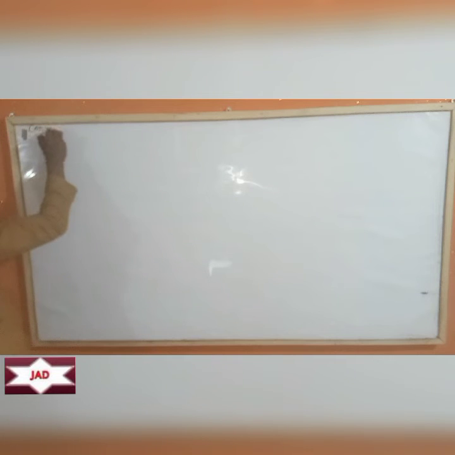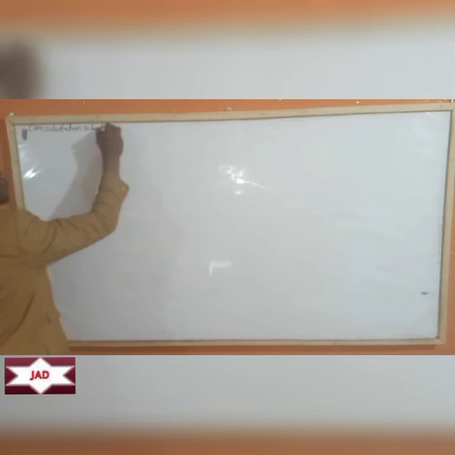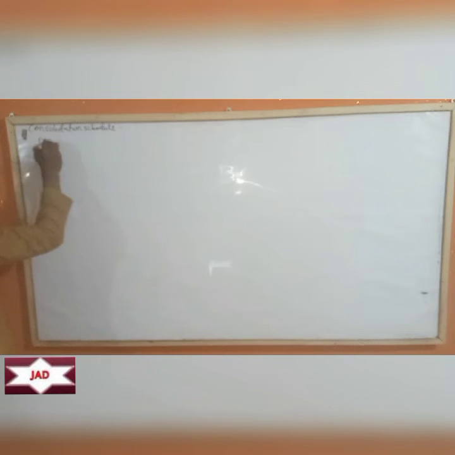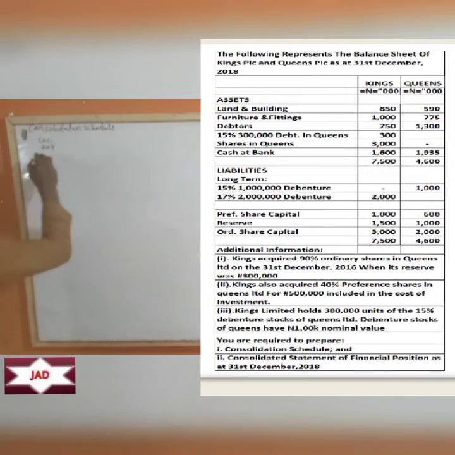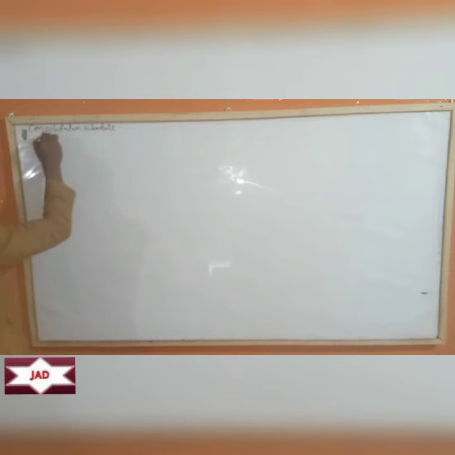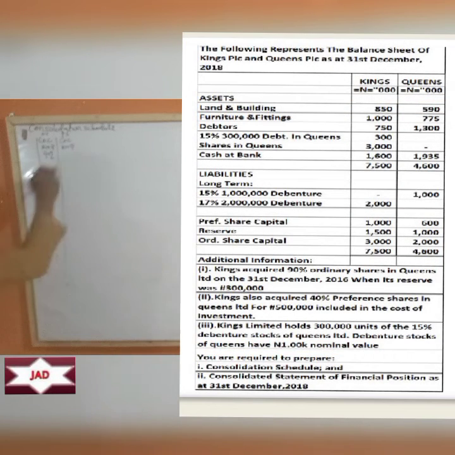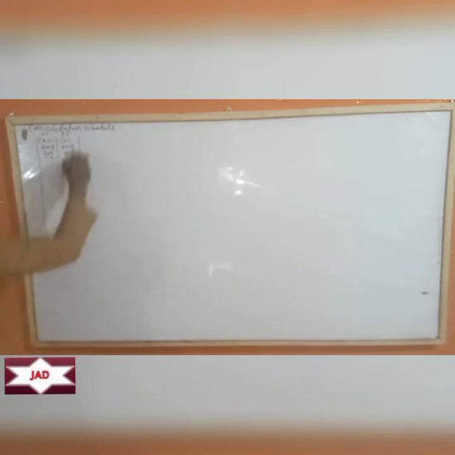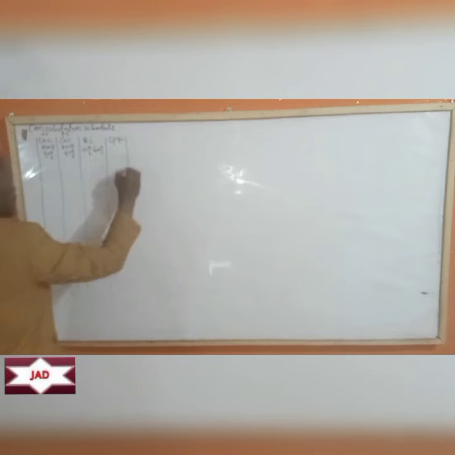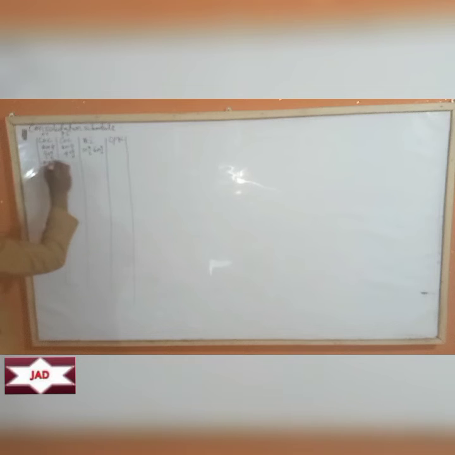So let's quickly look at it. We have the consolidation schedule. Okay, so here there's a cost of control, which is Kings in Queens. I think that's 90%, right? So this is for ordinary share. And we have cost of control again. This is for preference share, Kings in Queens. I think that's 40%. And we have minority interest. Of course, for ordinary share it is 10%, and for preference share it is 60%. Then we have CP and so on.